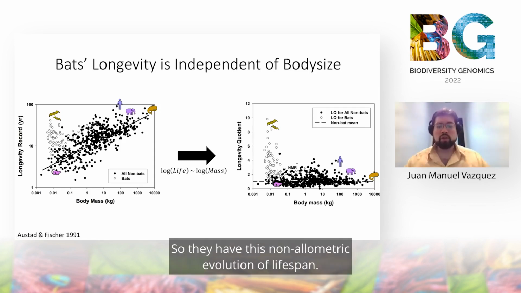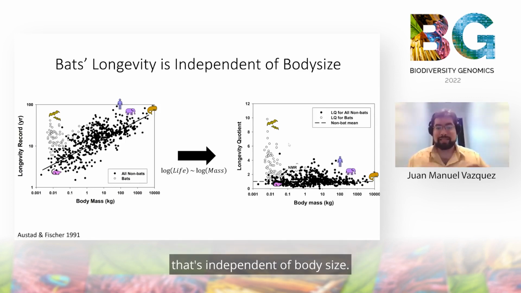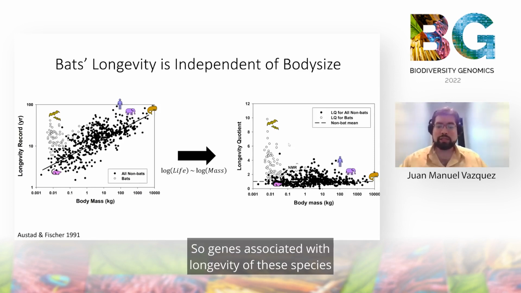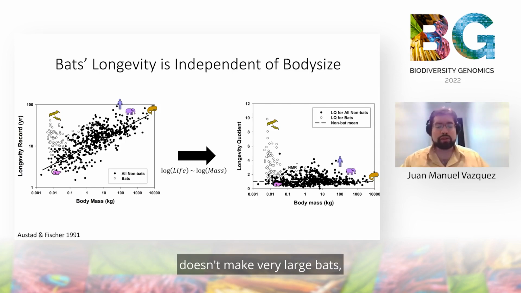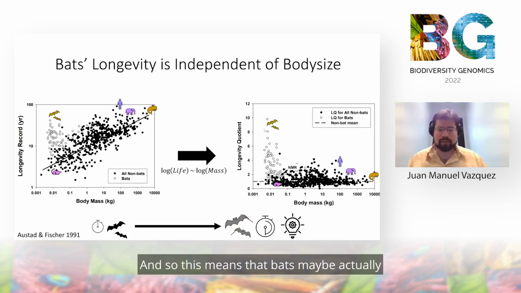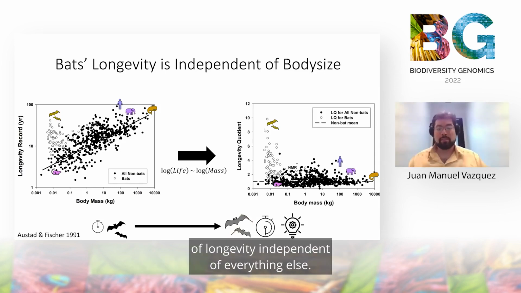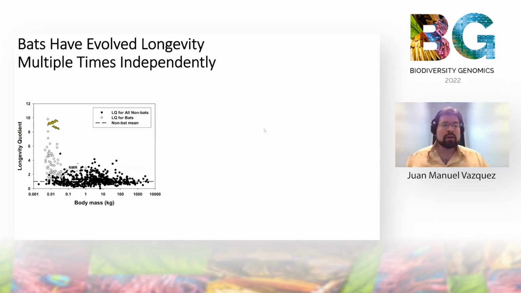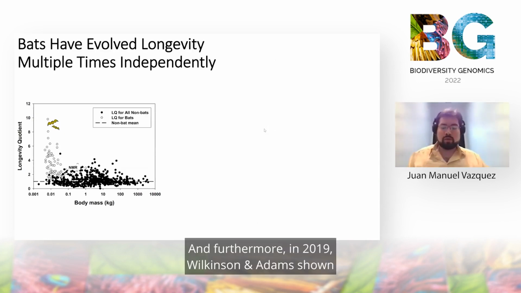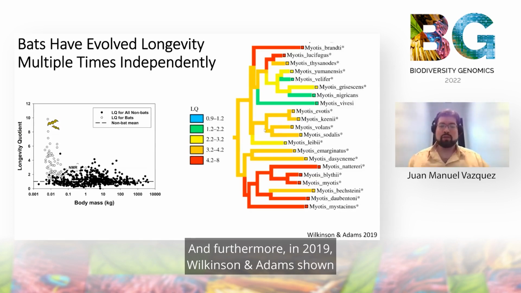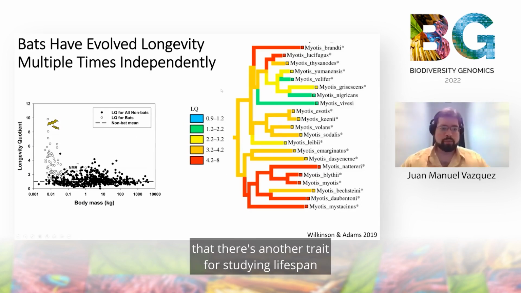So they have this non-allometric evolution of lifespan. In other words, an evolution of lifespan that's independent of body size. So genes associated with longevity in these species don't make very large bats, they just make very long-lived bats. And so this means that bats may be actually a really good clade to study the genetics of longevity independent of everything else. And furthermore, in 2019, Wilkinson and Adams showed that there's another trait for studying lifespan in these species that makes them very appealing.